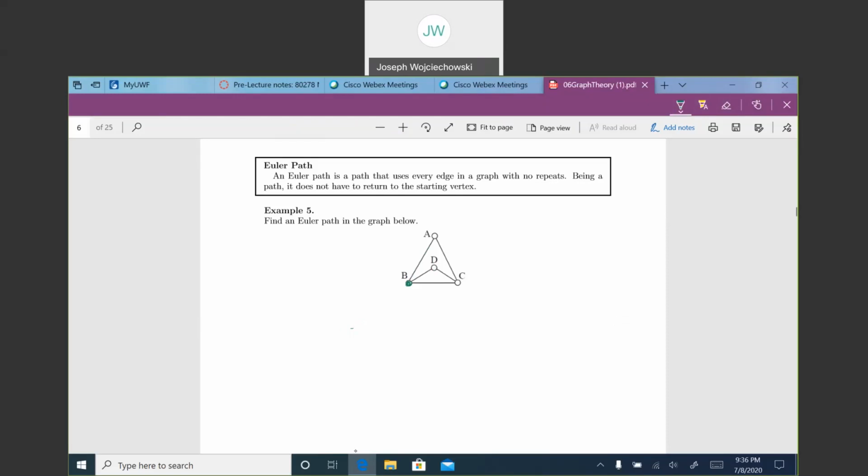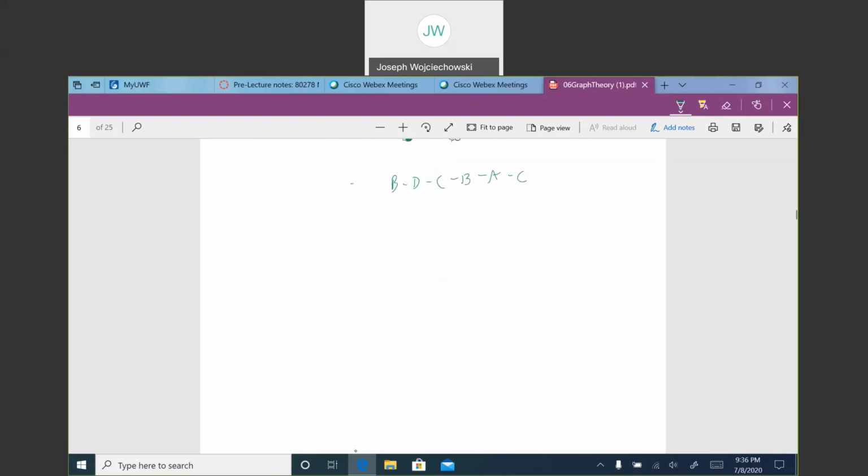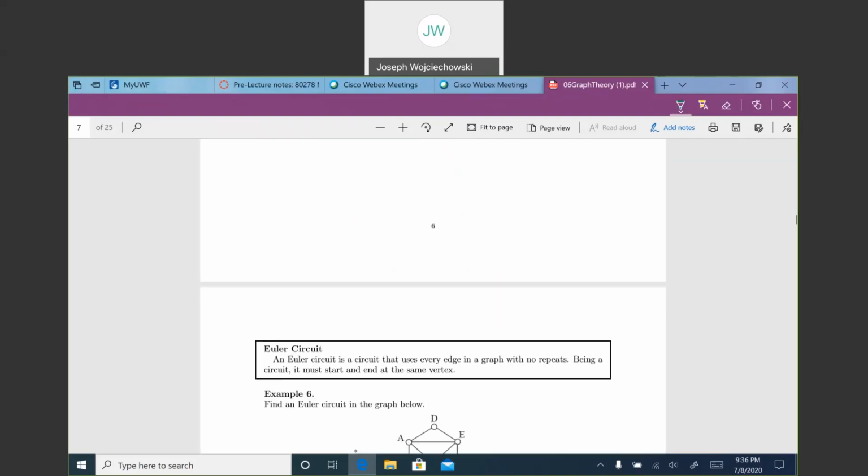Okay, I'm going over a path that does not return to the start, does not have to return to the starting vertex. That's where I messed up. You can, but you don't have to. So I can simply go A to B, or B to D to C to B to A to C. And that would be an Euler path. There's several of them, but that would be one.